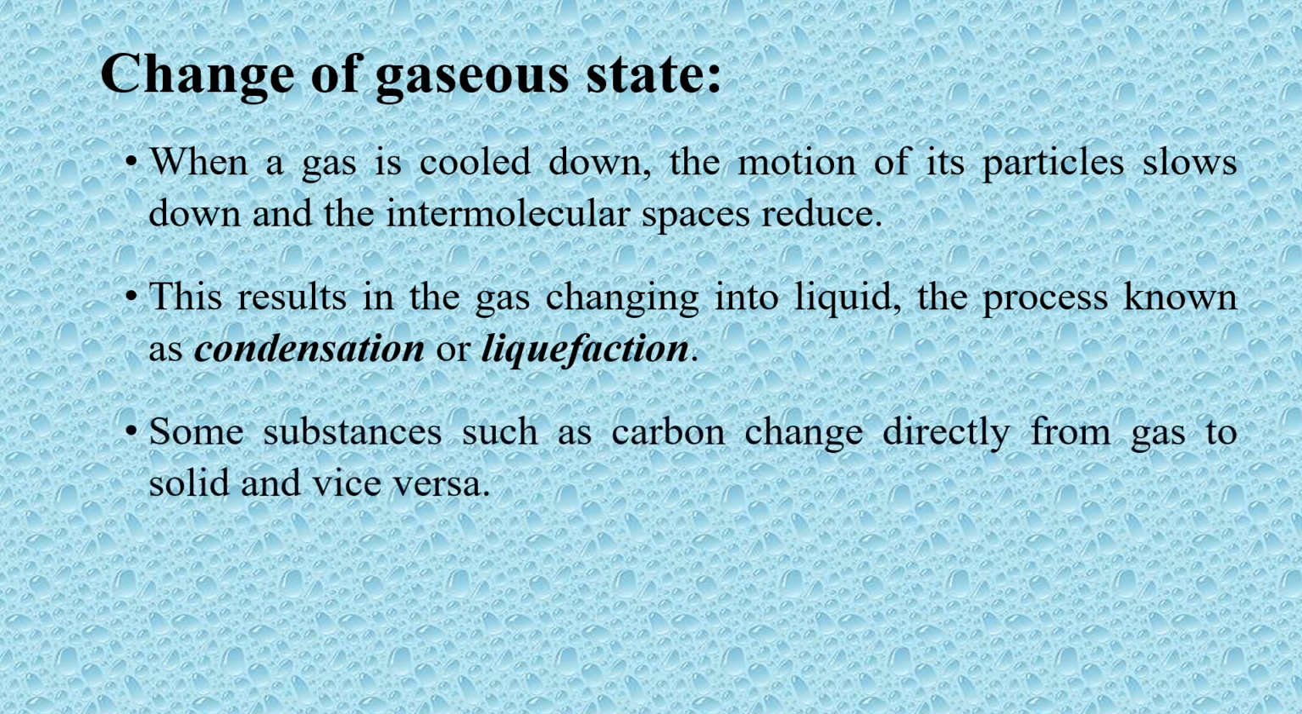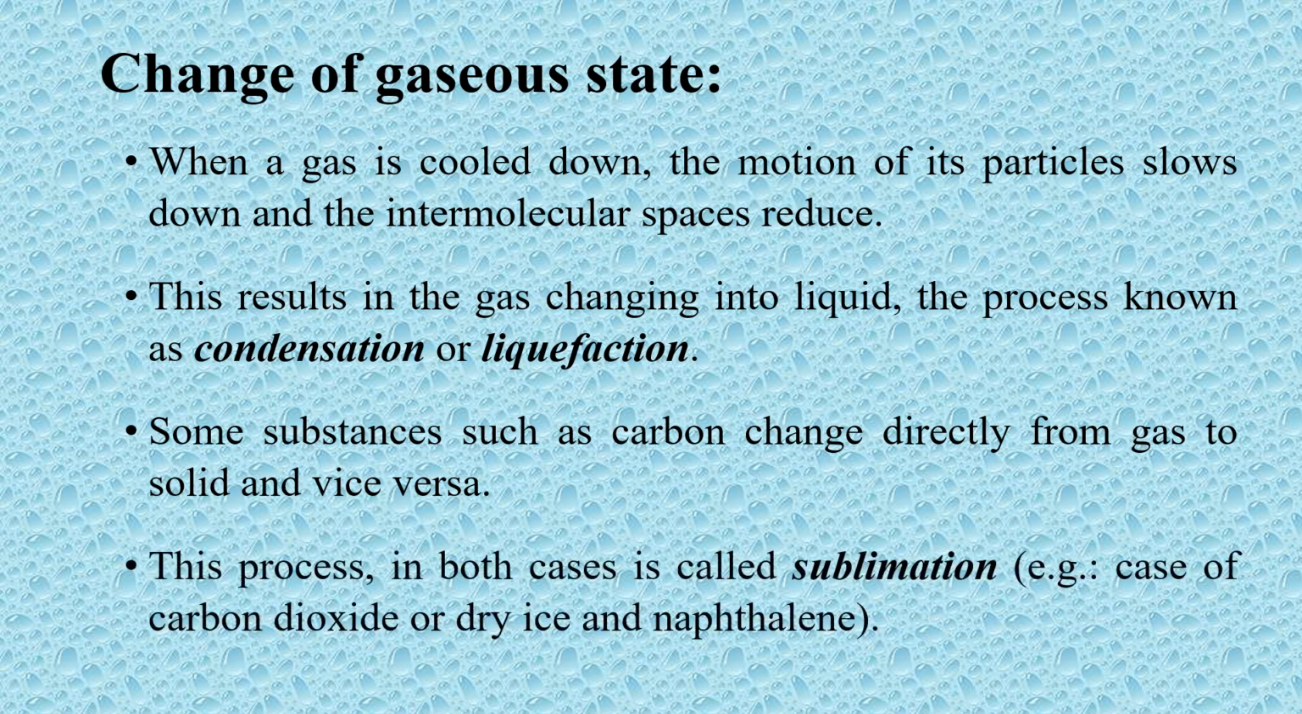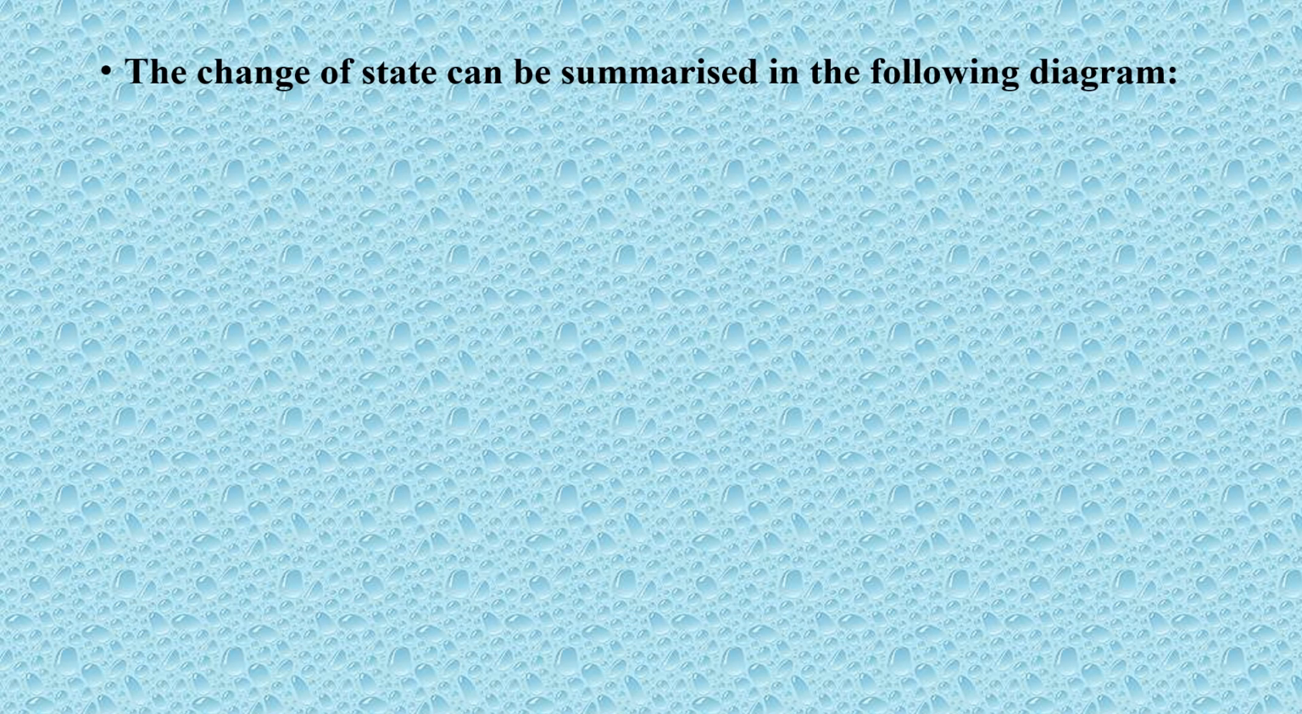Some substances such as carbon change directly from gas to solid and vice versa. This process, in both cases, is called sublimation, for example, the case of carbon dioxide or dry ice and naphthalene. The change of state can be summarized in the following diagram.